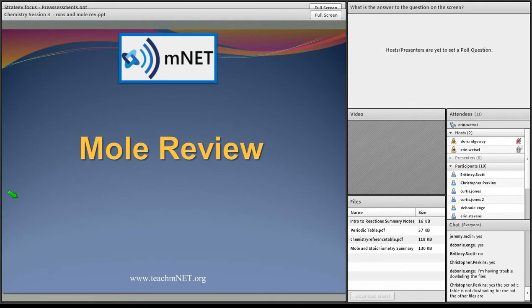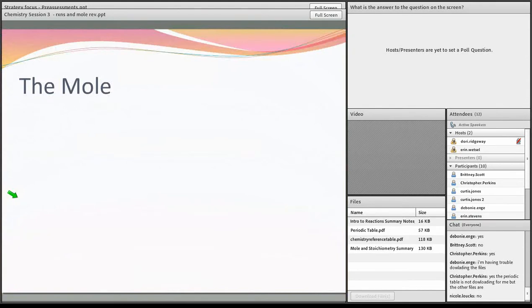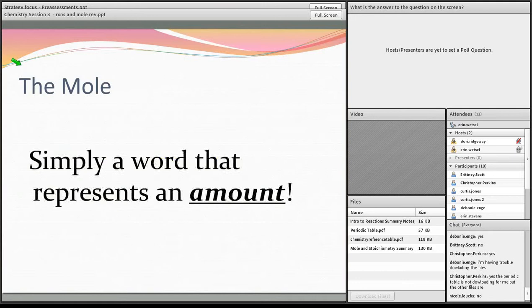Okay, well, we talked about the mole last month, and so we're going to look at a review of that real quickly before we move on to our stoichiometry. Just reviewing what the mole is, you might already have a notion in your mind, but a mole is simply a word that represents an amount when we're talking about the mole in chemistry. And in terms of that amount, it can be related to several different things. We're not going to relate it to just one particular thing. The mole can be related to three different things.